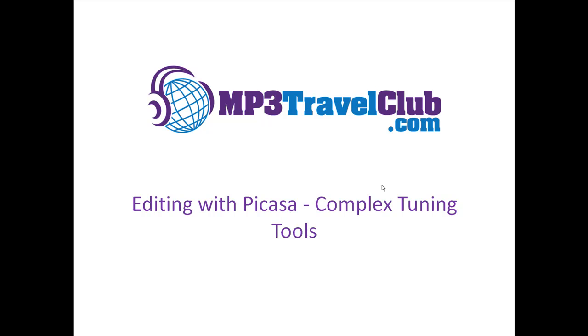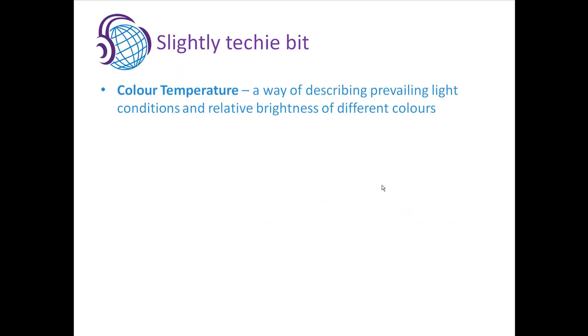We're looking at complex tuning tools in this video, and I apologise, but this one's going to be a little bit technical. Okay, so the first thing we need to think about is colour temperature, and this is an idea that camera designers and photography experts talk about, but it's really a way of describing the sort of prevailing light conditions and the relative brightness of different colours.